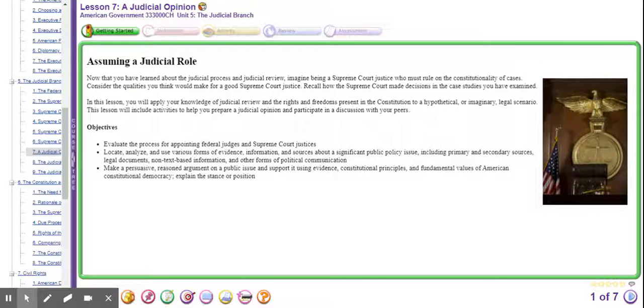Again, Unit 5, Lesson 7, Assuming a Judicial Role. Now that you've learned about the judicial process and judicial review, imagine being a Supreme Court justice who must rule on the constitutionality of cases. Consider the qualities you think would make for a good Supreme Court justice. Recall how the Supreme Court made decisions in the case studies you have examined. In this lesson, you'll apply your knowledge of judicial review and the rights and freedoms present in the Constitution to a hypothetical or imaginary legal scenario. This lesson will include activities to help you prepare a judicial opinion and participate in the discussion with your peers. Again, you're not going to do that part, but that's kind of the idea.